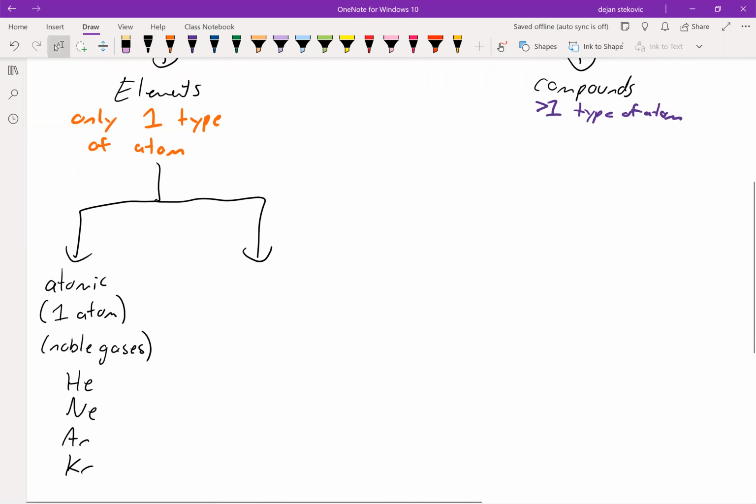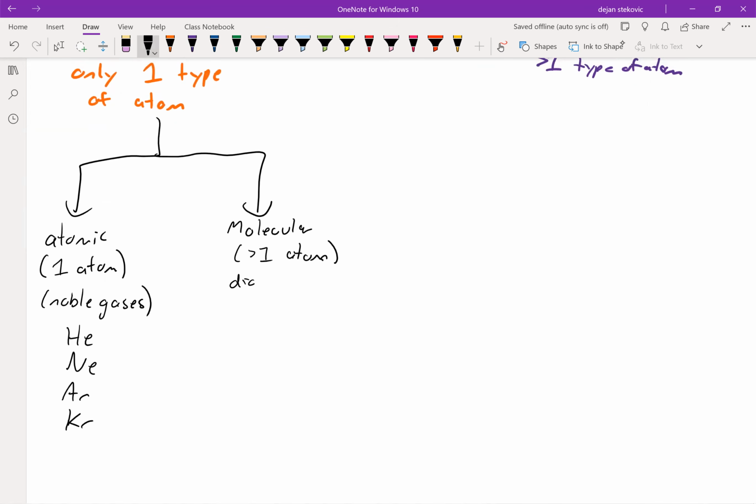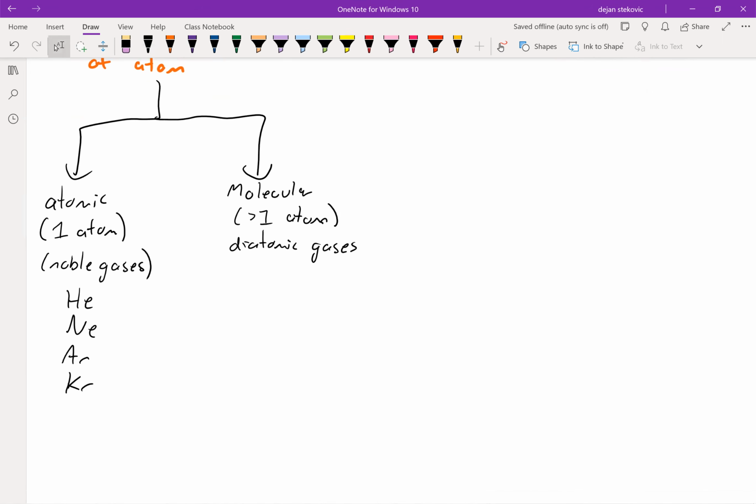The other main type of element that we can have are our molecular elements. And here we have more than one atom. And the most popular of these are our diatomic gases. So there are 7 diatomic gases. They don't exist by themselves, they exist in pairs, right? So we took a look at these already, right?